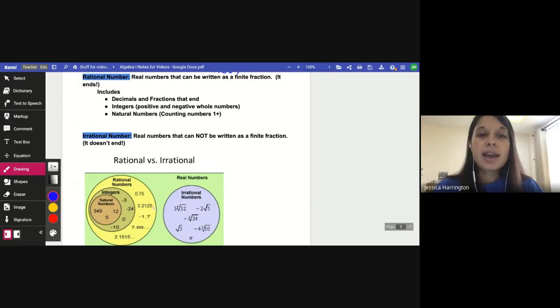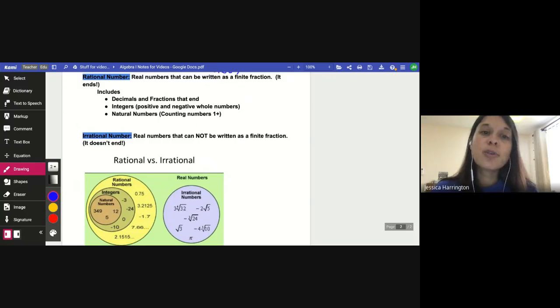And that doesn't mean it has to end when you can see it. It can end 1,000 digits out, 3.2125897. It has to have an ending though, right? It includes integers. Integers just means positive and negative numbers. So -3, -24, 0, 7, all of those are integers. And then it includes also natural numbers. Natural numbers are sometimes called counting numbers. So all those numbers you learned when you're in pre-K, 1 and up. So those are rational numbers. So you've worked with those, you know those.